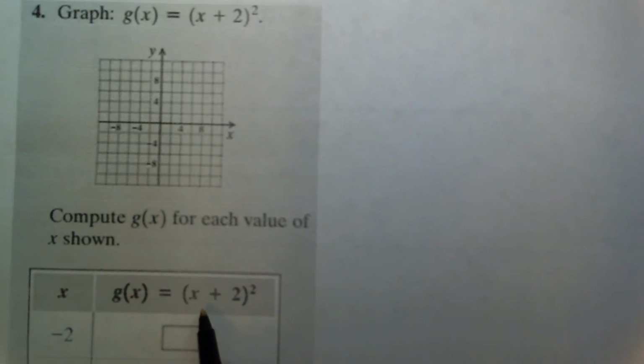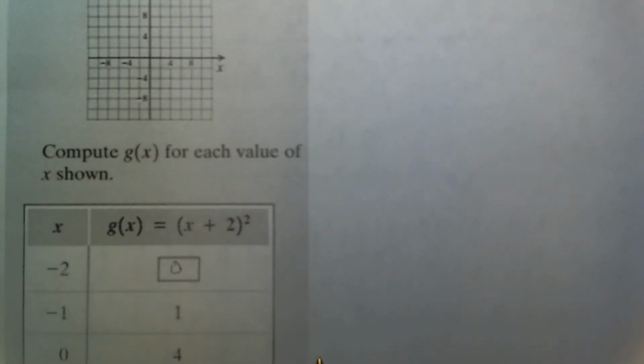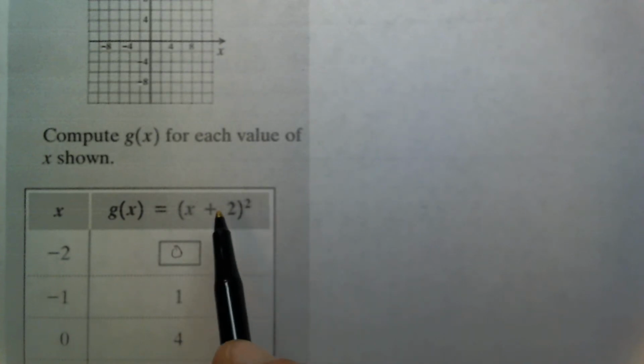To graph this function, let's make a table of values. And so we have some values for x. When x equals -2, then -2 plus 2 is 0. So g of x equals 0 at this point. And when x equals -1, then the function value is 1 squared, or 1. When x equals 0, then this term is 0, so 2 squared is 4, so (0, 4) would be the point.